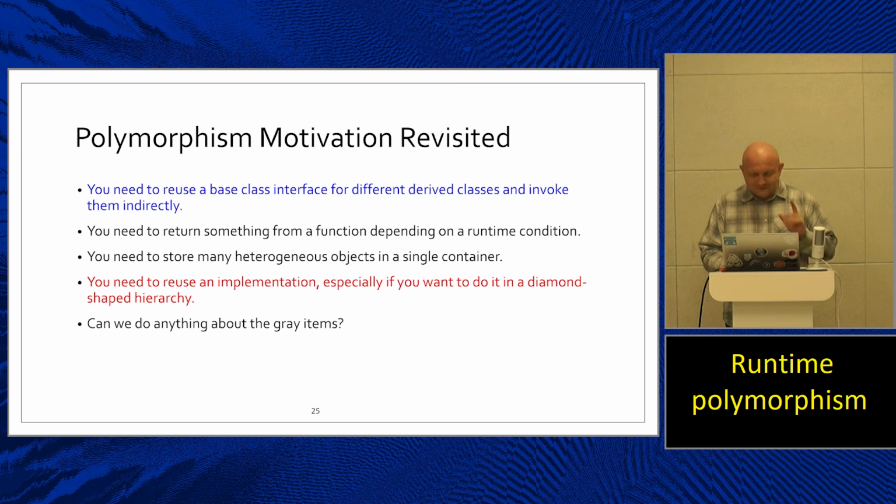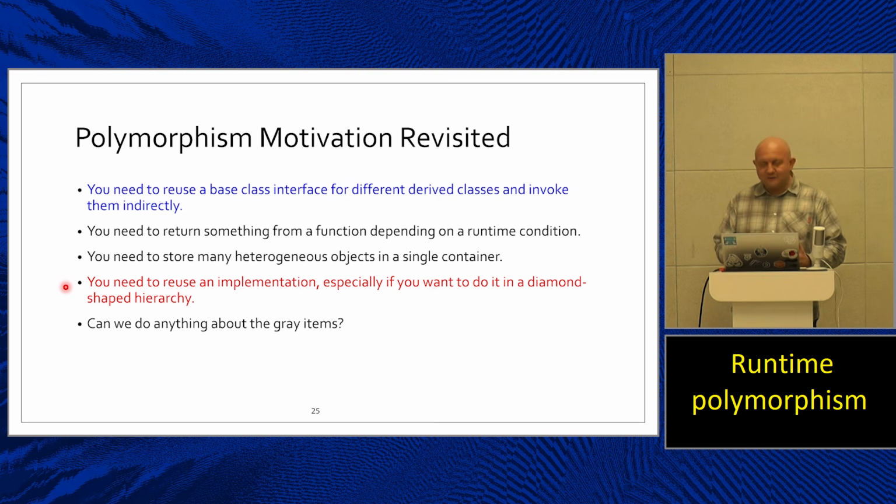Okay, so let's revisit our motivations. We said that we need runtime polymorphism when we want indirect calls through a base interface. Probably this is CRTP. We want to join different types depending on runtime conditions. We want heterogeneous storage, and sometimes the fourth motivation, sometimes we want to reuse implementation, especially in diamond-shaped hierarchies.